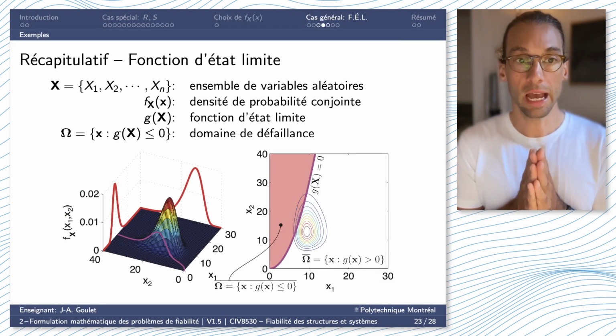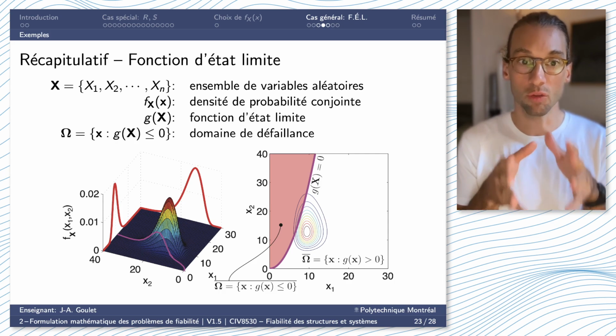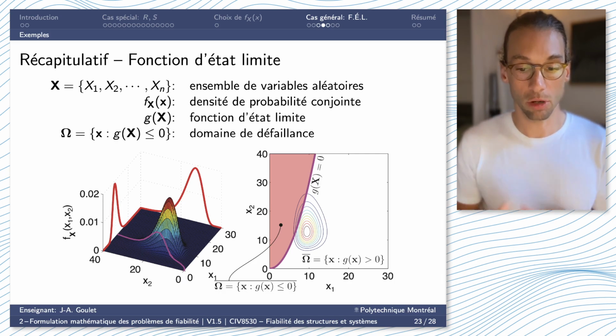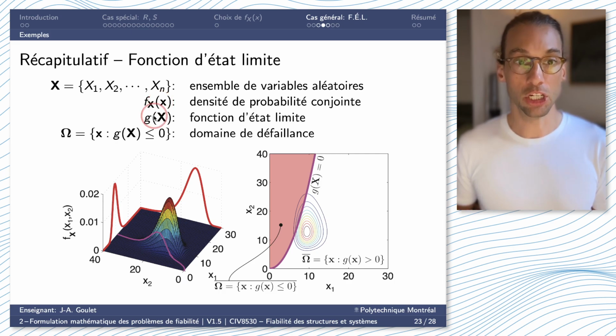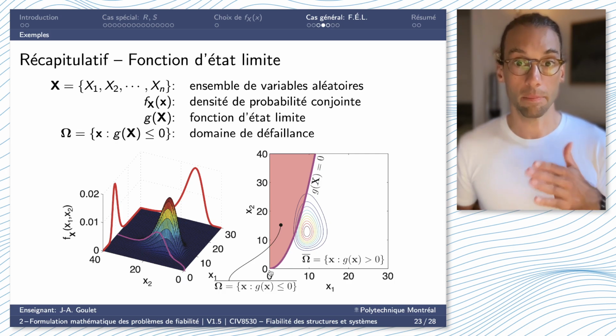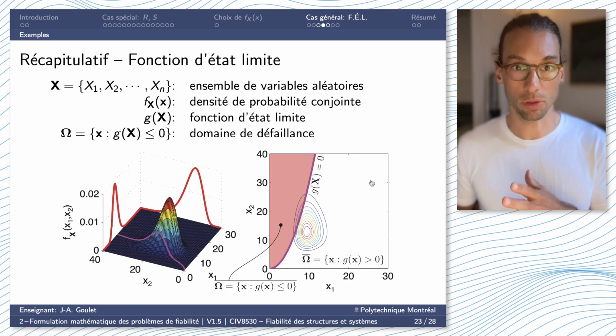So let's do a recap. We're going to see this graph over and over because this is what we're going to be working on for the remainder of the semester. We're going to have x, a collection of n random variables. f of x is going to be the joint probability density. g of x is going to be my limit state function. And omega is going to be my failure domain. So my failure domain is everything in pink here. This is my limit state surface, my frontier, my boundary between the failure and the survival domain.